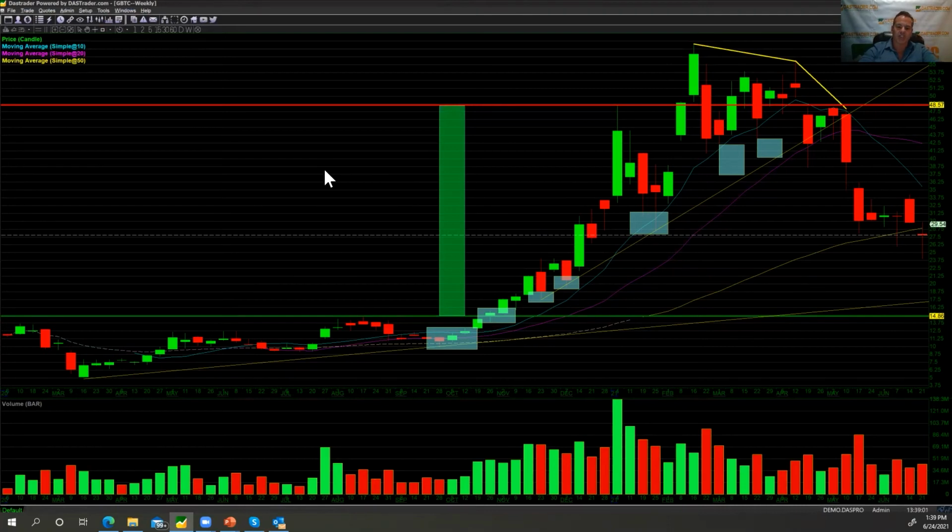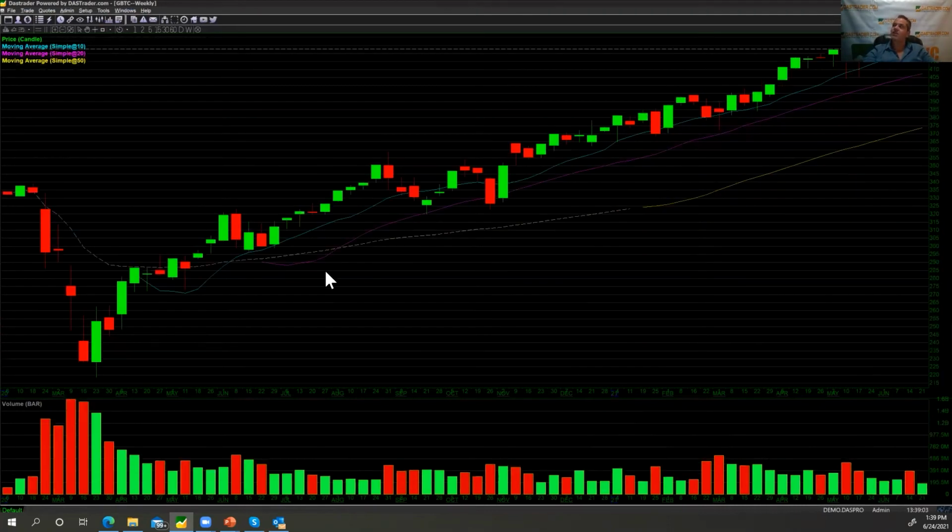Now I'm just going to change this because I'm going to look at one that's still kind of in play. This is a core trading opportunity on the S&P. Now I'm going to go back a little bit further. Okay, so this is the SPY. This is the S&P on the weekly.